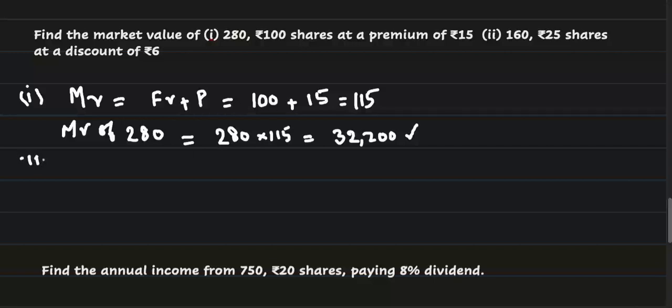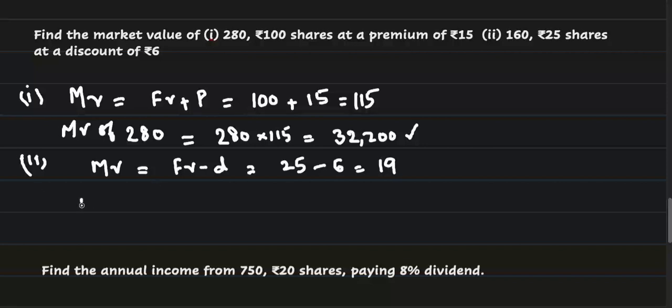Second, there are 160 shares of 25 rupees, and we are getting them at a discount of 6. So what will be the market value of one share? Face price minus the discount, because we are getting it at a discount, so you need to subtract. Number of shares is 160, 25 is your face value, you need to reduce the discount. So 19 rupees is the market value of one share.